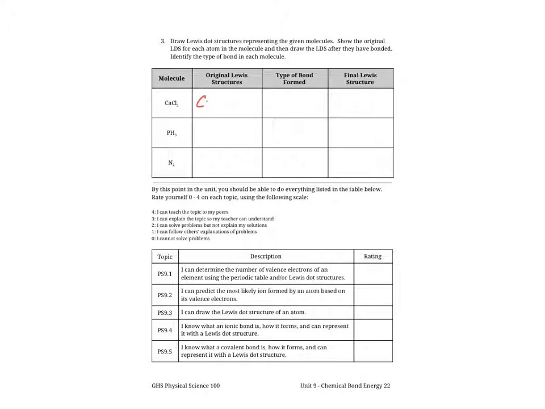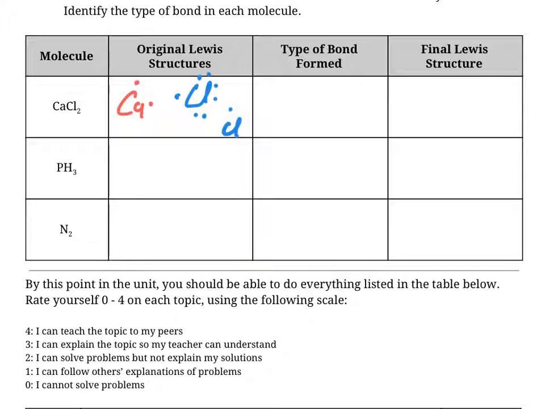So calcium, 1, 2, and I've got 2 chlorines, Cl, 1, 2, 3, 4, 5, 6, 7, and another one, 1, 2, 3, 4, 5, 6, 7, and because it's a metal and a nonmetal, this makes it ionic. So in this case, the calcium is going to be transferring an electron here and here.